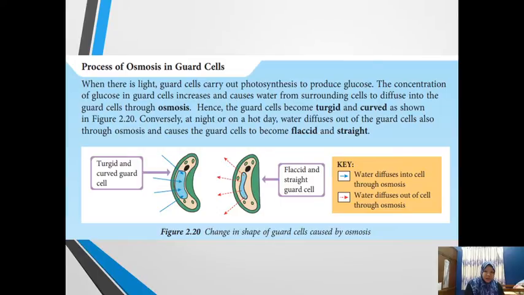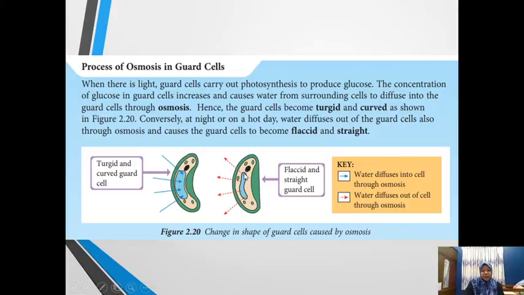So bila dia ada glukos banyak tu, okay, apa yang berlaku? Dia akan menyebabkan air daripada persekitaran sel tu diserap masuk ke dalam guard cells tadi melalui proses osmosis. Kita tarik lagi banyak lembapan daripada persekitaran. Okay, so hence the guard cells become turgid. Dia akan segah, maksudnya pokok kamu akan jadi lebih subur. Okay, turgid, kesegahan, kita panggil kesegahan. Turgid and curve as shown in figure 2.20.